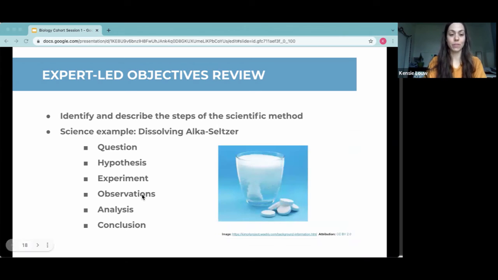Here's another example that's a little more scientific. So let's say I want to figure out how long it takes to dissolve an Alka-Seltzer tablet in water. So start with my question. How do I dissolve Alka-Seltzer tablets the fastest? And my hypothesis might be, I think that the tablets will dissolve fastest in hot water. And so here's an experiment.